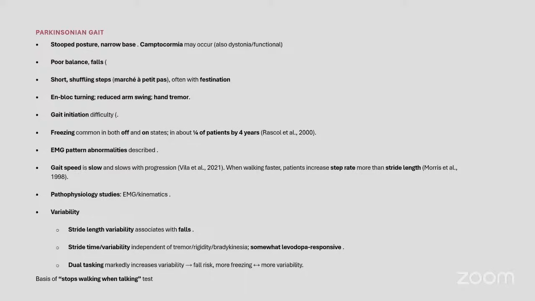They may have en bloc turning, reduced arm swing, hand tremor, gait initiation difficulty, and freezing is common in both off and on states in about one-fourth of the patients by 4 years of PD. And so gait speed is slow and slows with progression. When walking faster, the patient increases the step rate more than the stride length.